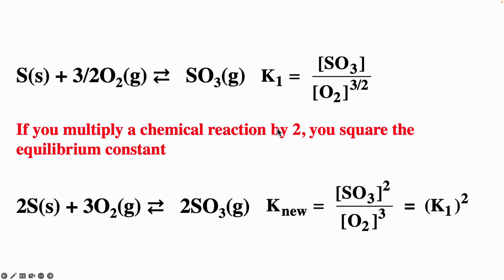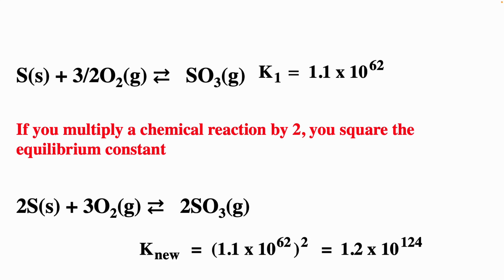If you multiply a reaction times 2, you have to square the equilibrium constant. So this is the equilibrium expression for this reaction. Now if we multiply this reaction times 2, this is our new equilibrium expression. Again, coefficients become exponents, and so you see the new equilibrium constant is equal to the old one squared. The value for this equilibrium constant is 1.1 times 10 to the 62nd, and so if you square it, you get 1.2 times 10 to the 124th.